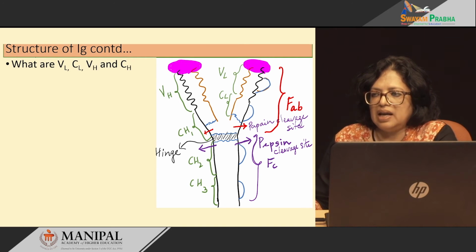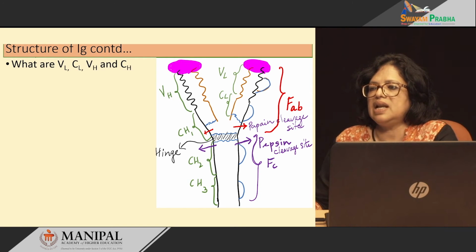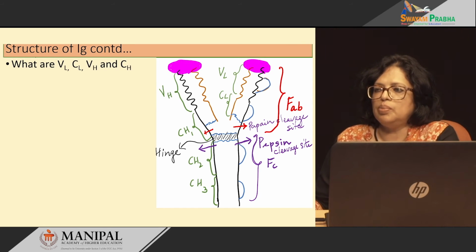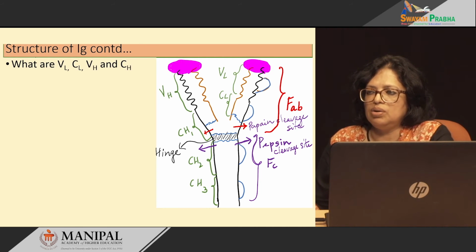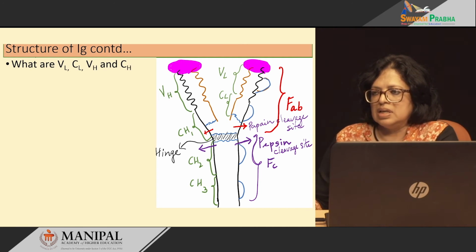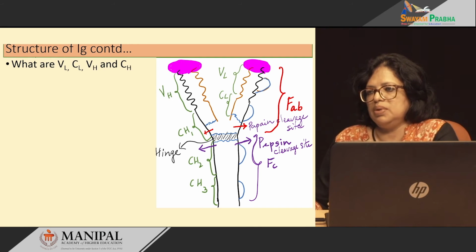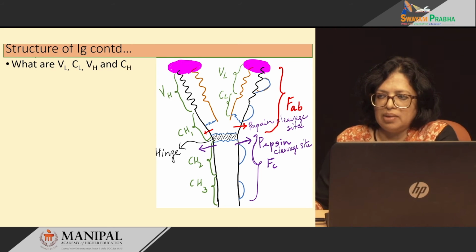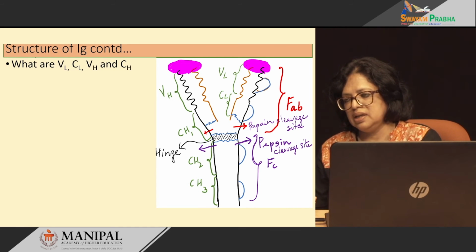of this structure, and one fragment which is the lower part, which is called the crystallizable fragment, abbreviated as FC. So, papain cleavage produces 3 pieces of the immunoglobulin molecule. So, this papain cleavage happens above the hinge region of the immunoglobulin molecule. The hinge region is the one which has disulfide bonds connecting the 2 heavy chains. So, above the hinge region, when the cleavage happens, we get 3 pieces of the immunoglobulin.